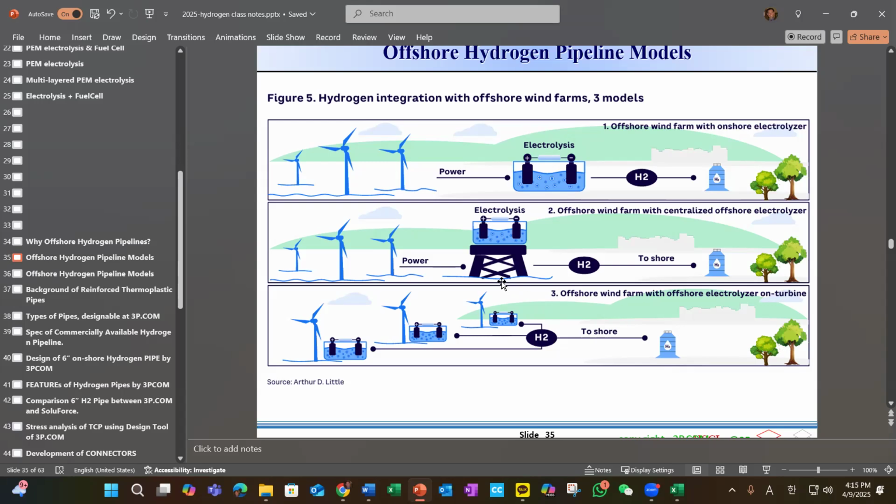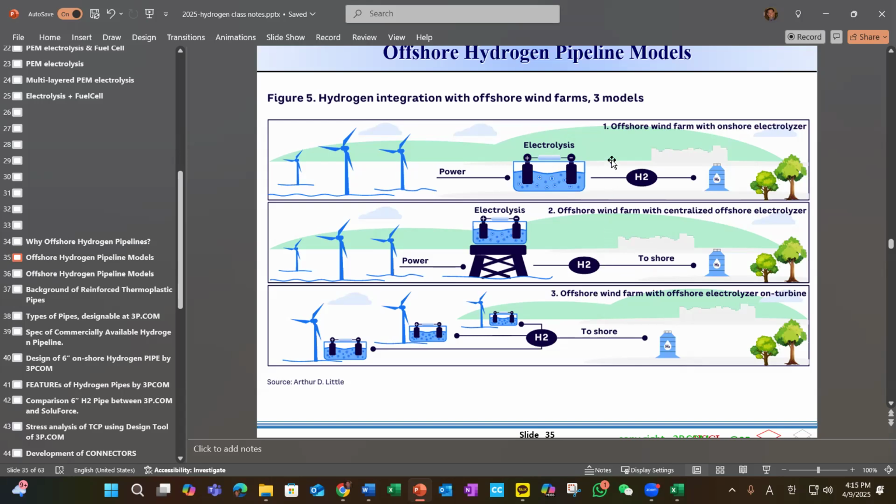Another method is that, rather than individual electrolyzers, we collect all the electricity from each wind turbine, and then we have one big electrolyzer. It's a centralized electrolyzer, and then the hydrogen is transferred to the onshore. This is different from the third choice.